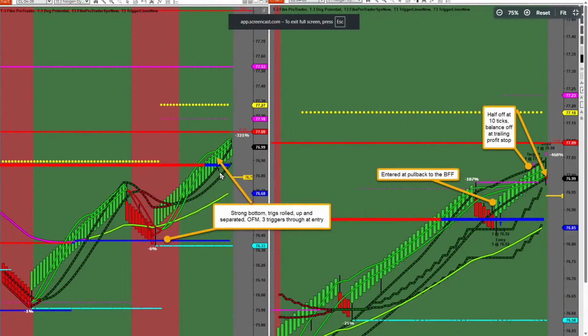Two of the four triggers through from a strong bottom. There's a pullback to the area inside of triggers, and Pete gets in just a tick late. That's okay. Takes 10, gets off with a little awesome momentum.